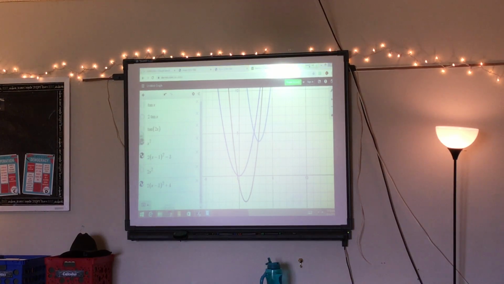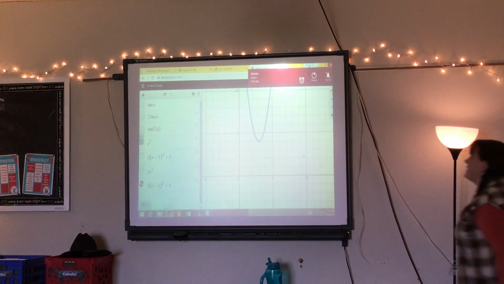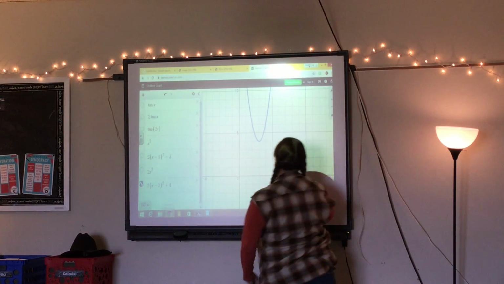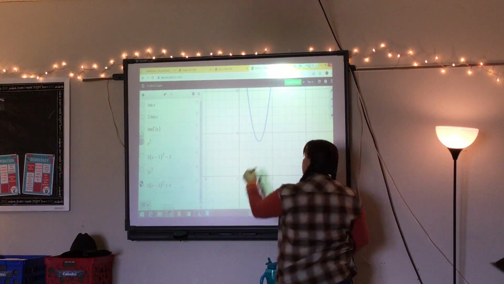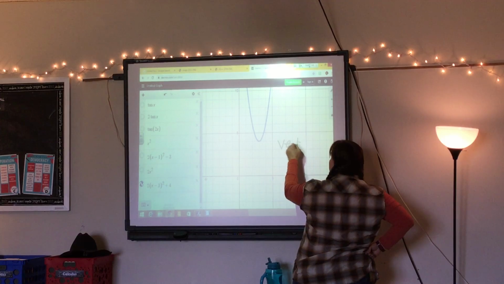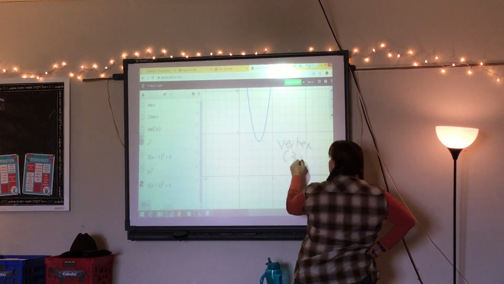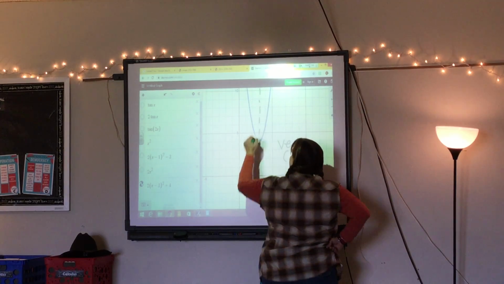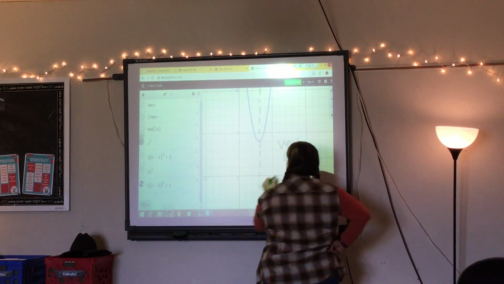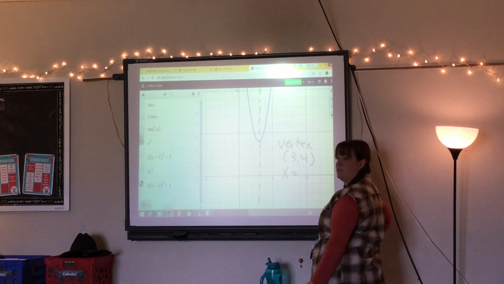So let's start with our vertex. What's our vertex on this one? The vertex is 3, 4. What's our axis of symmetry? What's the line that we could fold it on? It's going to be x equals 3. You guys agree?